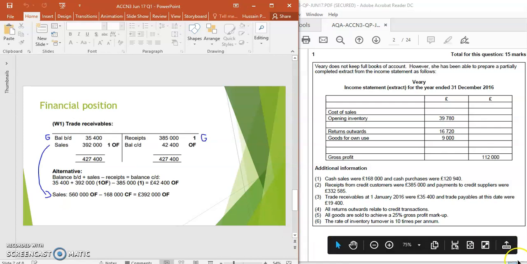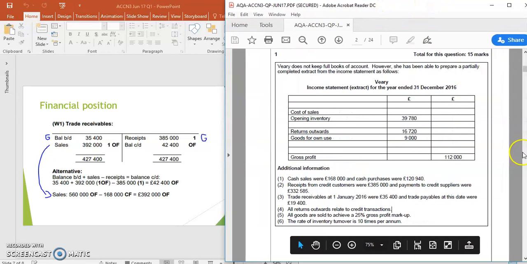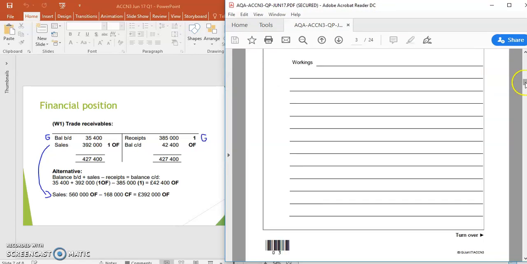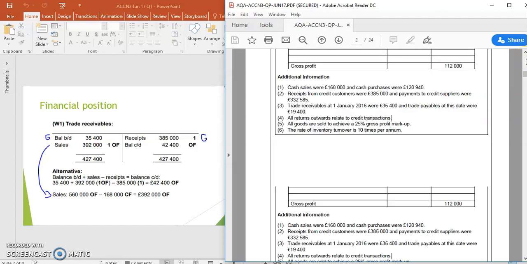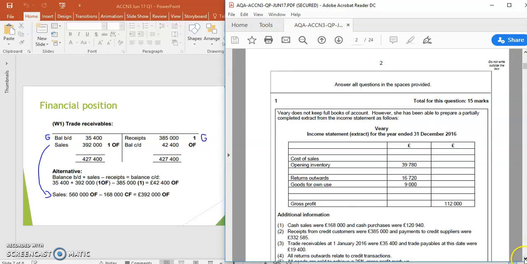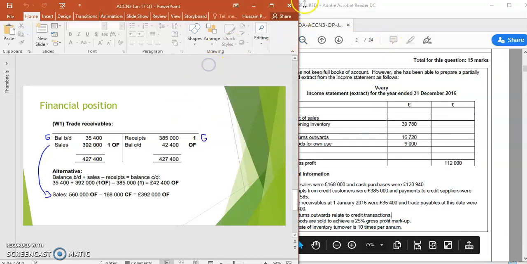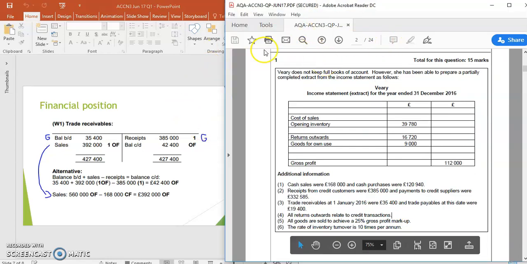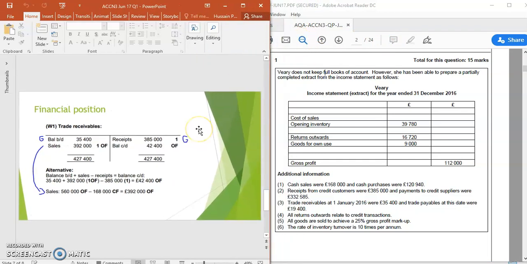The next question, if I just scroll down here, what they want you to do is work out trade receivables and trade payables, 4 marks. So T accounts is really the best way forward. Let's just see what information we have. Okay, so best way is a T account. That's what the mark scheme has done.